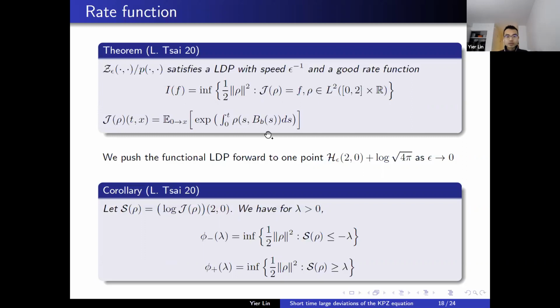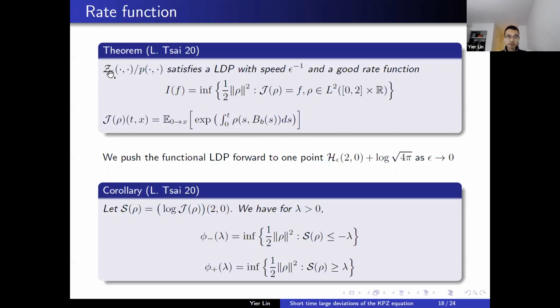Okay, so I hope I did not lose you. But then the next step is immediate. You have a functional large deviation for the trajectory. Then what you do is you just take the logarithm and fix the time to be 2 and space to be 0. You apply the contraction principle.